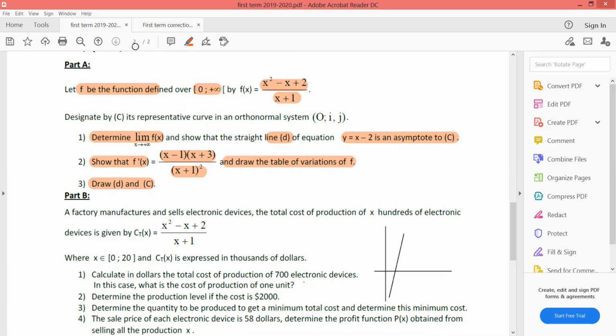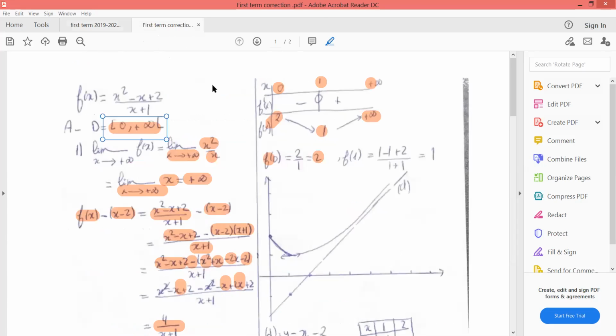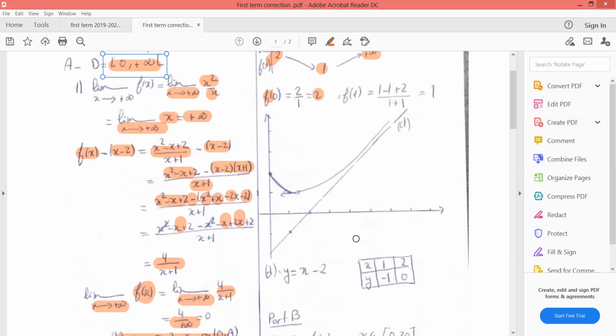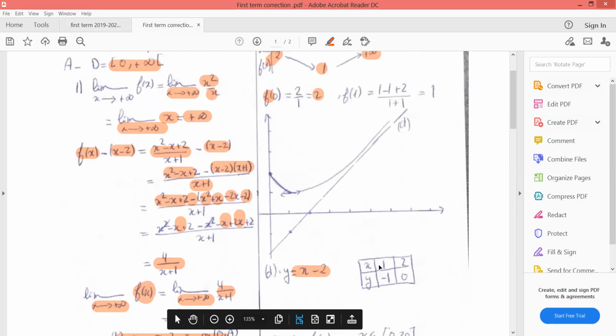Draw D and C. Line D of equation y equal x minus 2. In order to draw this line, you need 2 points, x and y. For x equal 1, y equal minus 1. So we get 1, minus 1. For x equal 2, we get y equal 0. And we draw the asymptote. We have only one oblique asymptote.